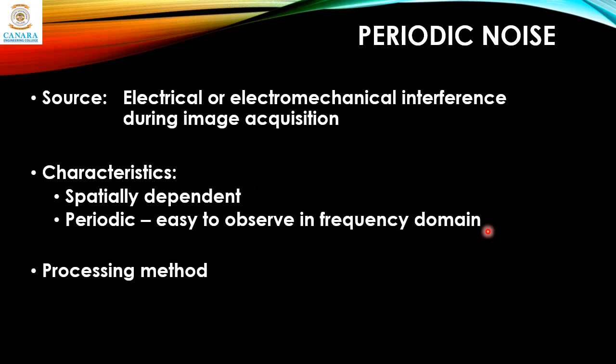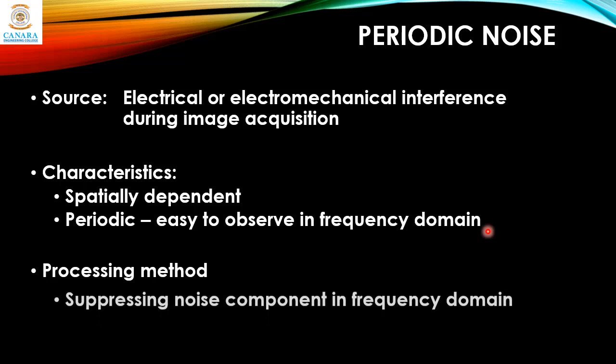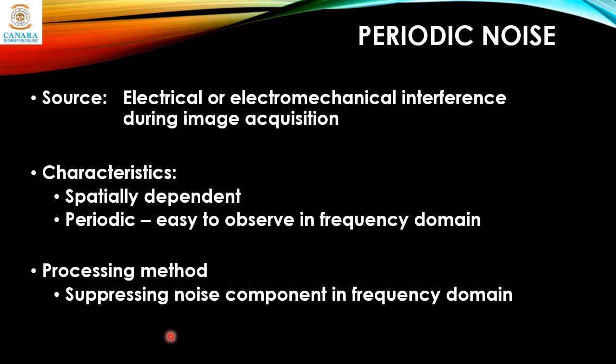And the processing method for periodic noise, meaning the way to remove it, is basically suppressing the noise component in the frequency domain. So we plot the DFT of the image, observe the spectrum, and remove those spectral or frequency components which are noise, okay, in the frequency domain, and then convert it back to the spatial domain. That is how we do the processing here for the periodic noise.